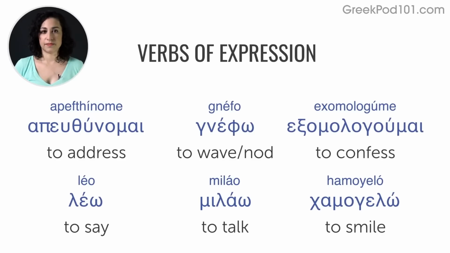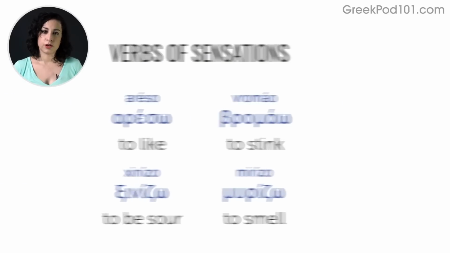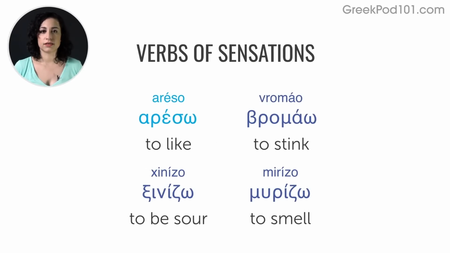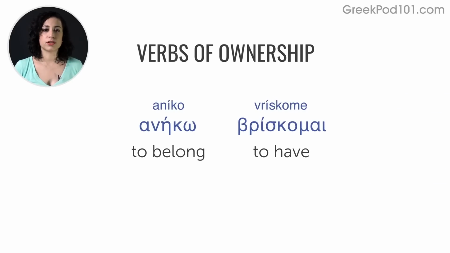Verbs of expression, like απευθύνομαι, to address, νεύω, to wave, nod, εξομολογούμαι, to confess, λέω, to say, μιλάω, to talk, and χαμογελώ, to smile. Verbs of sensations like αρέσω, to like, βρωμάω, to stink, ξινίζω, to be sour, and μυρίζω, to smell. Verbs of ownership like ανήκω, to belong, and βρίσκομαι, to have, normally meaning to be located.